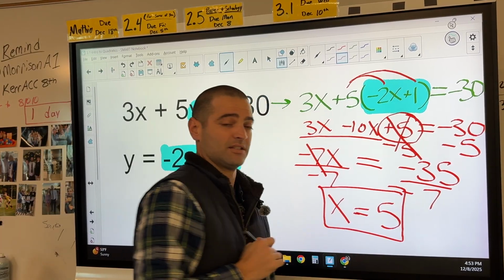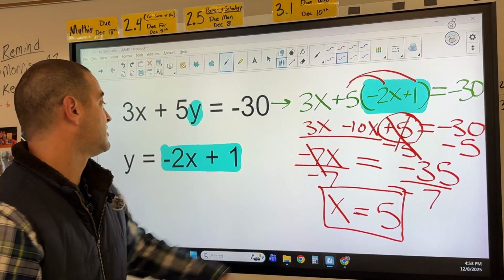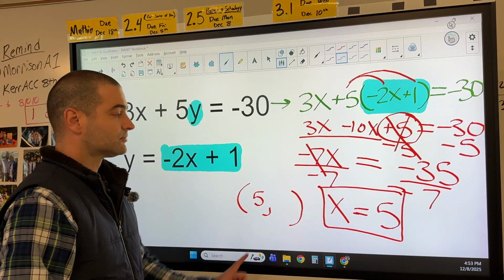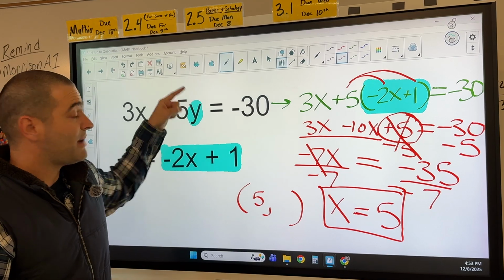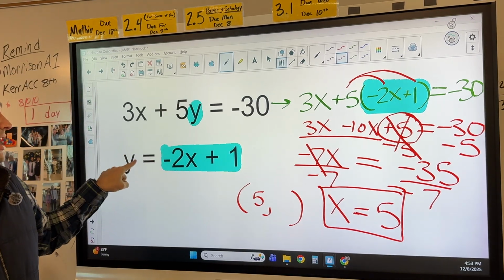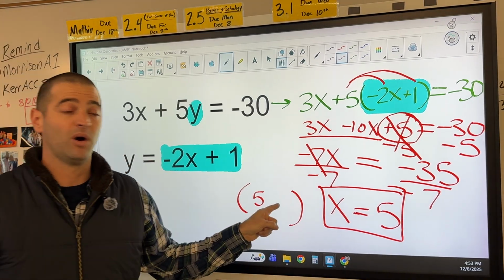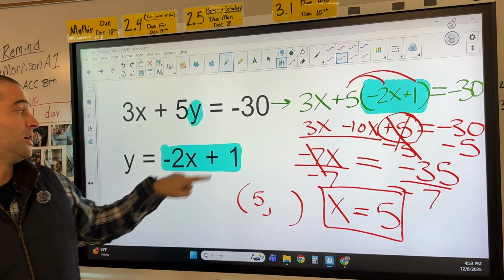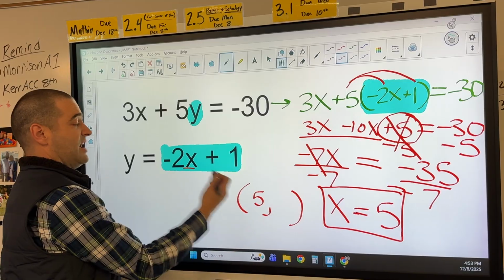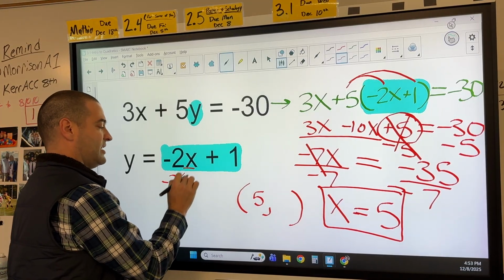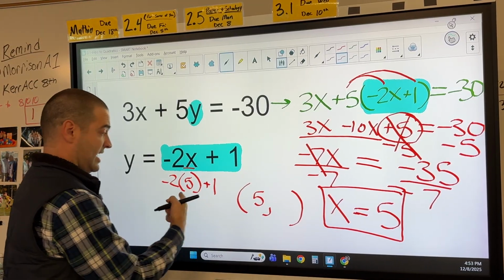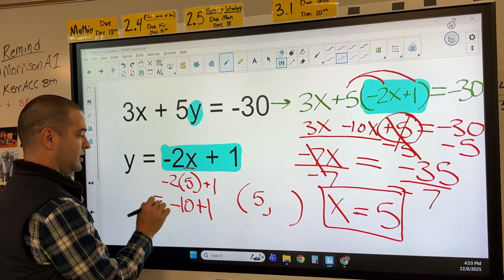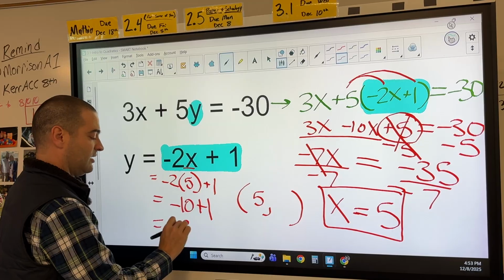This is half of our answer. Don't quit yet. We're not done. x equals positive 5. That means my answer is going to look like this. Come back to our equations given to us. This bottom one looks easier to work with. I'm trying to find what y is, and that tells me what y is. y equals negative 2 times x plus 1. But what's x? Well, x is 5. So negative 2 times 5 plus 1. That is negative 10 plus 1. So y would equal negative 9.